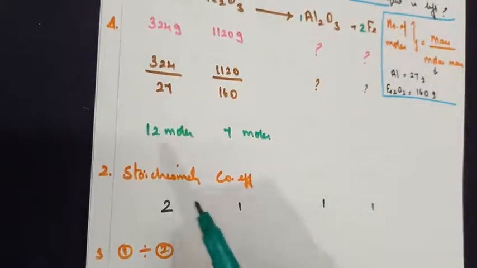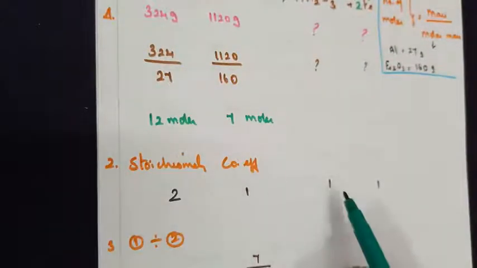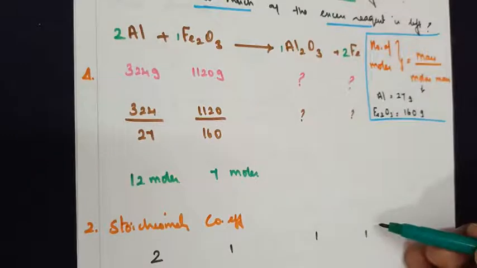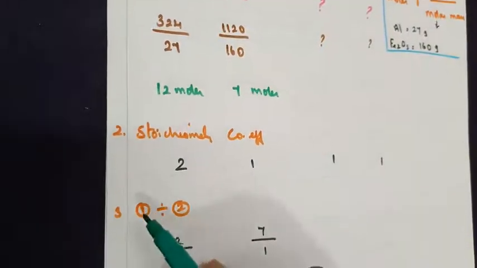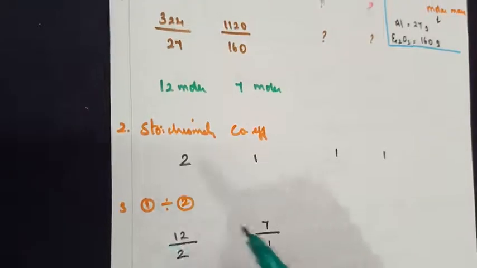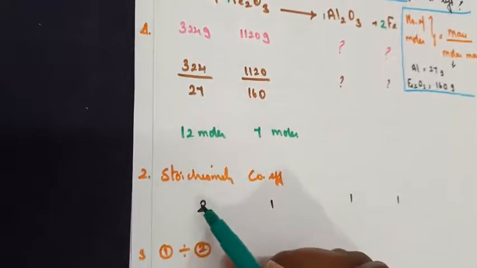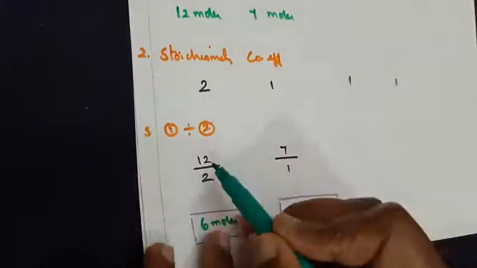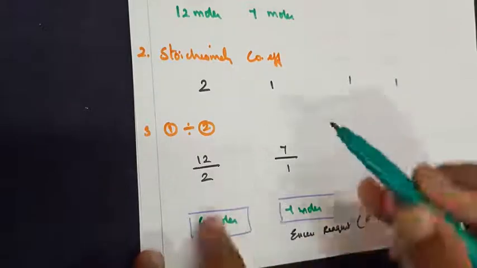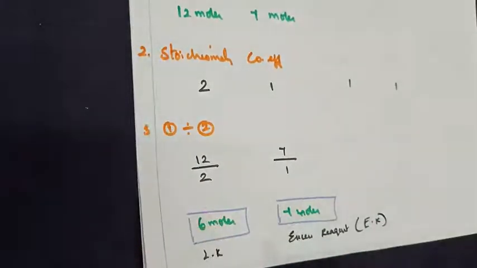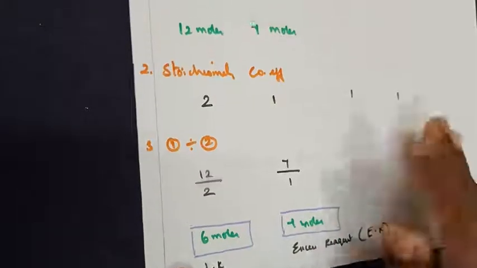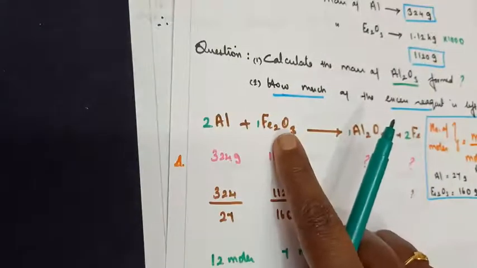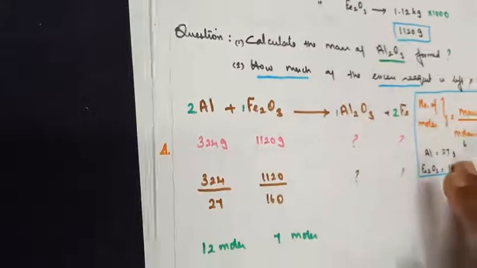So step number 2, write the stoichiometric coefficients 2, 1, 1 and 1. Just below that I am writing, so I am not rewriting once again the molecular formula. What's the step number 3 we have seen? The first answer you divide by the second answer. So 12 I divide by 2. 7 I divide by 1. So we get here 6 moles of aluminium and 7 moles of ferric oxide, or iron trioxide, you can say it here.